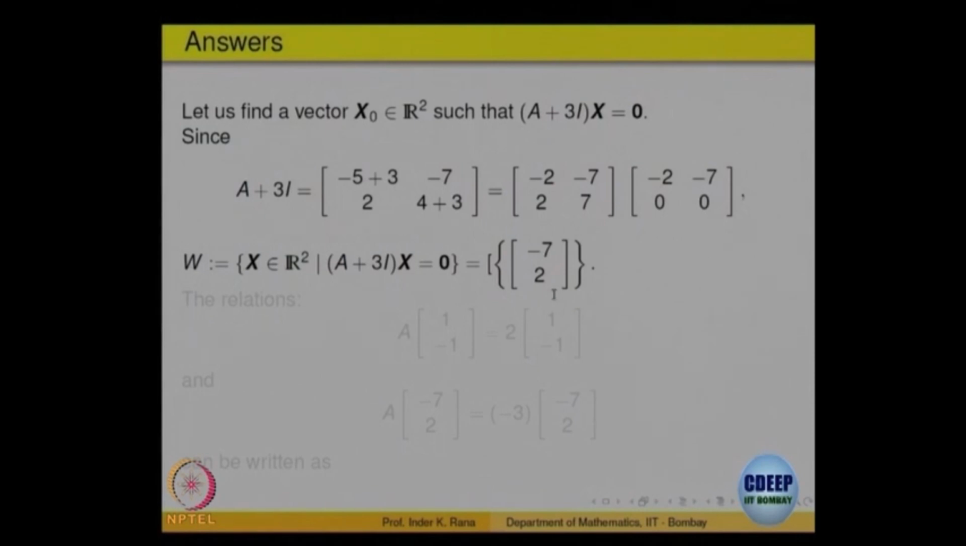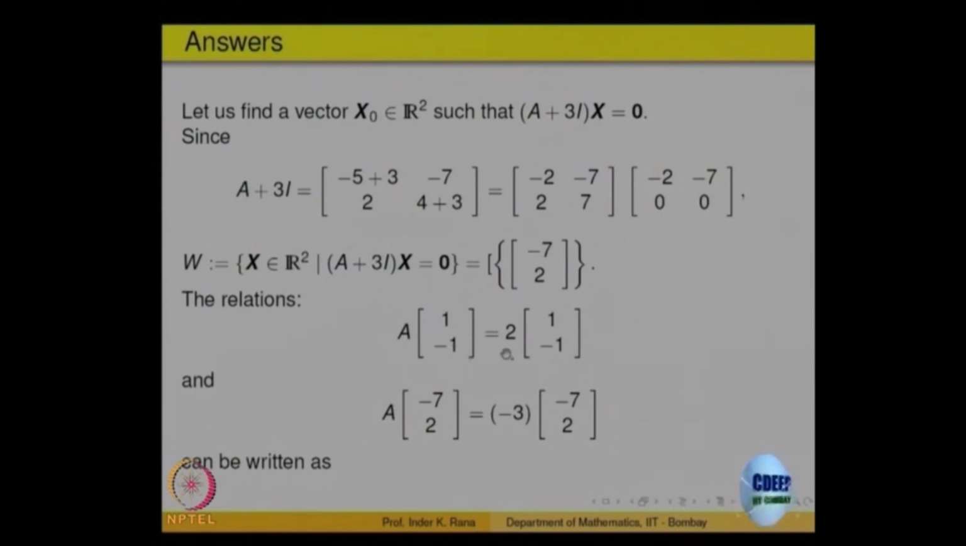Is that okay? How do you get this one? By solving minus 2 x1 minus 7 x2 is equal to 0, right. So, solve that. What I get is 2 vectors and 2 scalars with the same property for this matrix: A applied to 1 minus 1 scales it by 2, and this vector is scaled by minus 3.